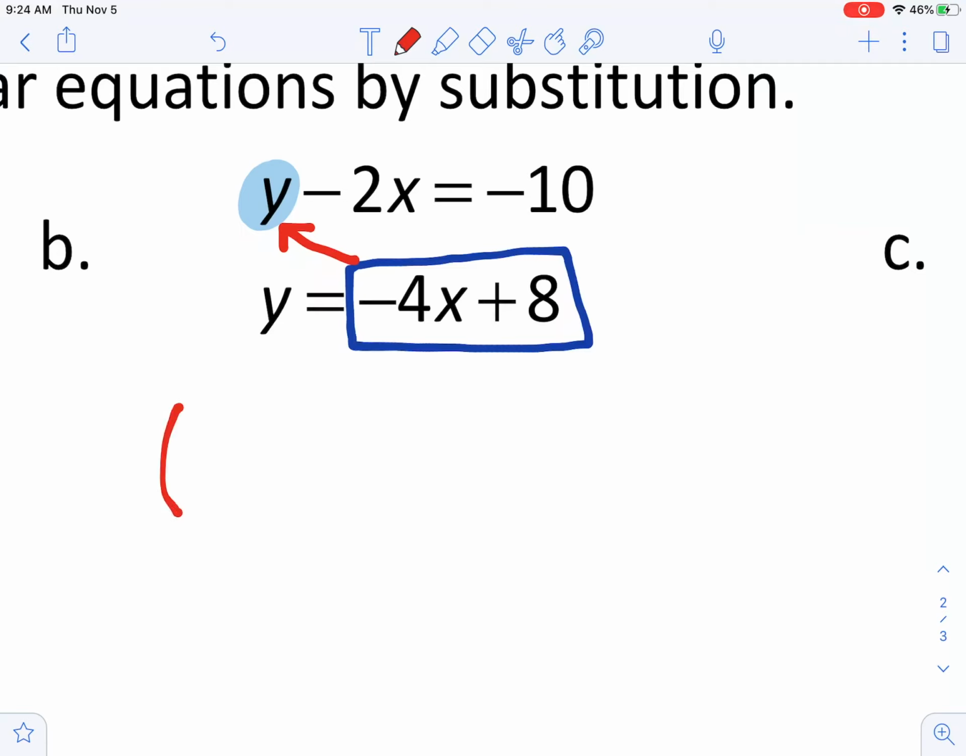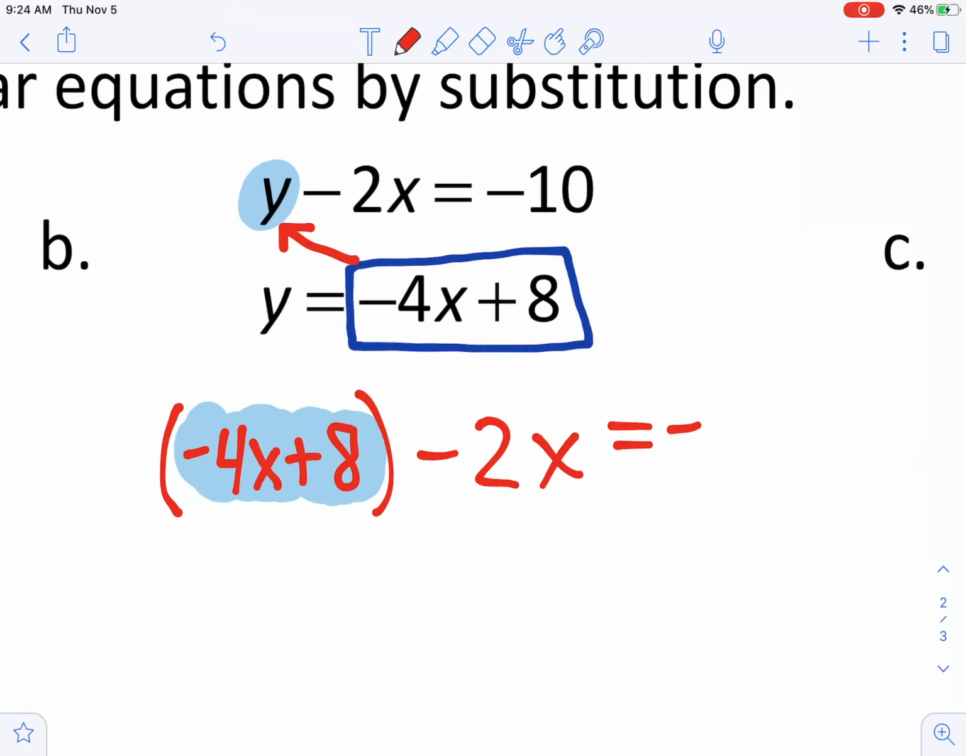So instead of y, I'm going to put it in parentheses. I'm plugging in negative 4x plus 8. That was the y before, right? Does everyone see the color-coding there? It used to be y, now it says this, because that's what y equals. You still have a minus 2x. You still have an equals negative 10.